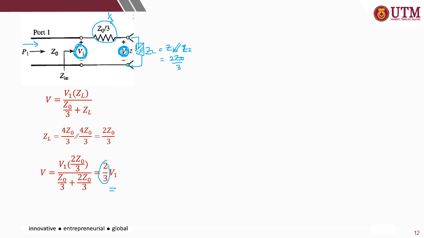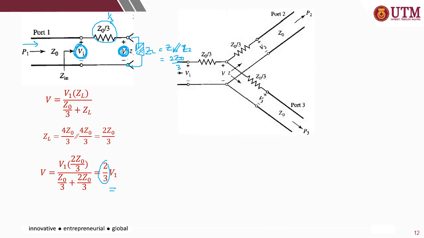It means there's attenuation of the power across the resistor. Now let's look at what happened to the power delivered to the output port. What will be the power received at port 2 and port 3? Now the input at this junction is V. This part can be simplified like this. Here is your Z0, and here is Z0 over 3. So what will be your V2 across here?